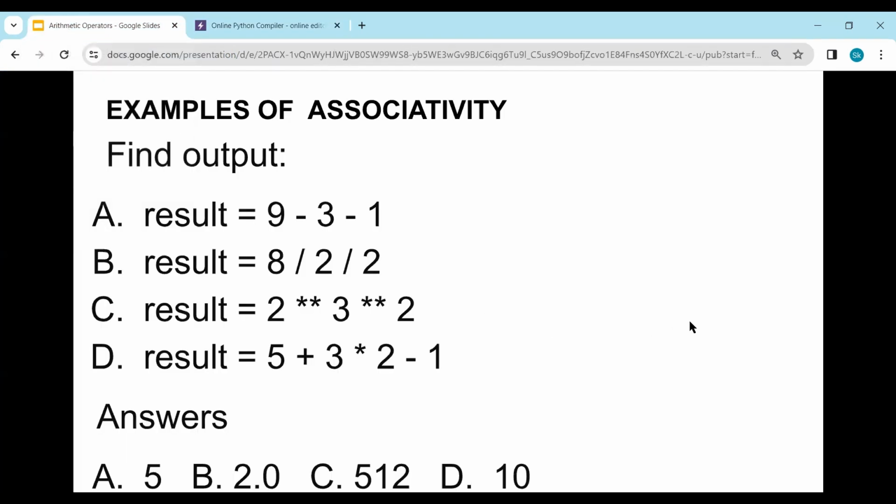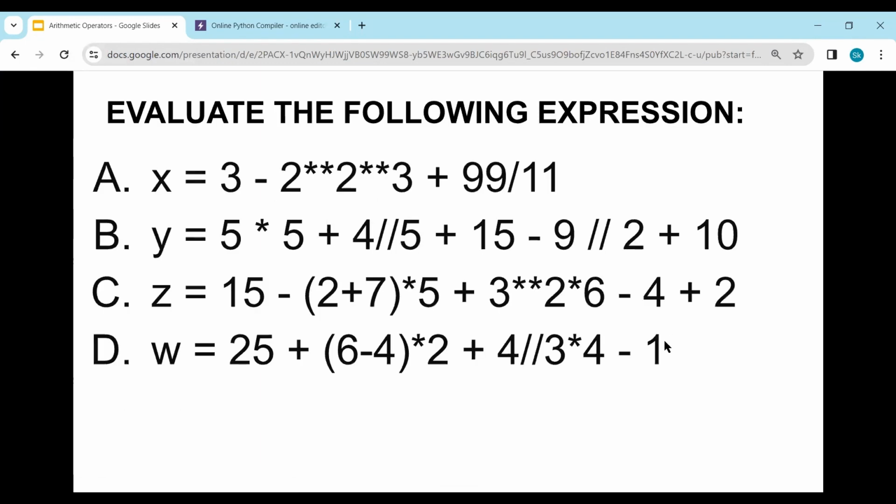Okay. So after knowing the two things about the operators, precedence and associativity, we have now come to the stage where we can evaluate expressions. We have 4 expressions here, and I will help you understand how to evaluate each one of them.